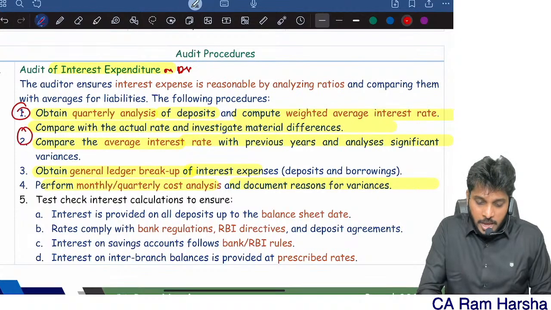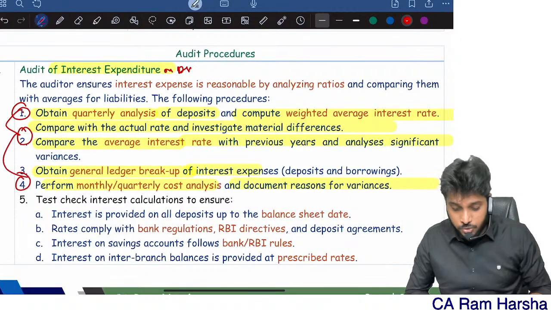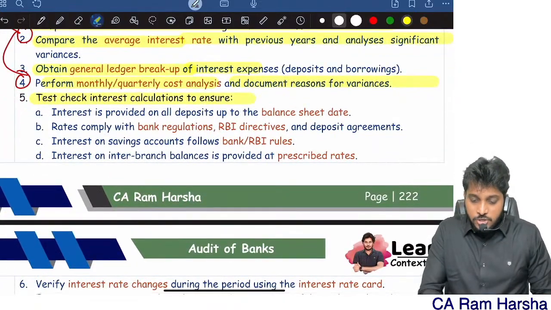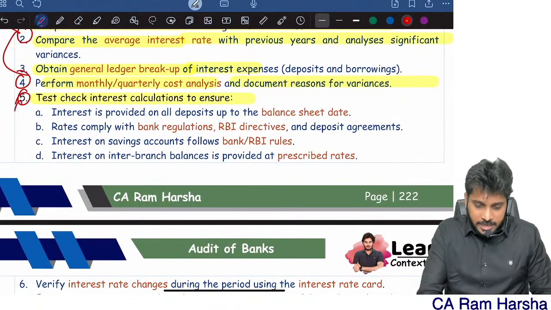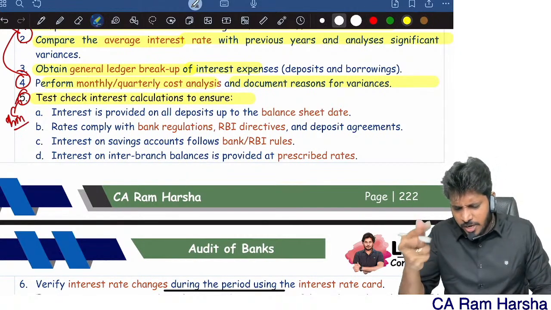Sometimes they'll ask you analytical procedures on interest audit. Points 1, 2, 4, these 3 points only they'll ask you. And further, the auditor has to test check calculations. This itself they can ask you for a 4 marks question. So the auditor has to perform test check of calculation of interest.